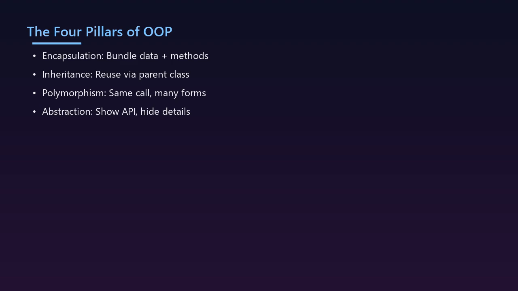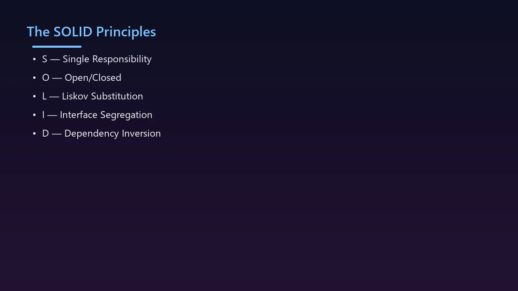These 4 are the foundation. Everything else in this video builds on top of them. SOLID is a set of 5 design principles, coined by Robert C. Martin, also known as Uncle Bob. Each letter stands for one principle. And together, they guide you to write code that is easy to maintain, easy to extend, and easy to test. Let's go through each one with real code examples.